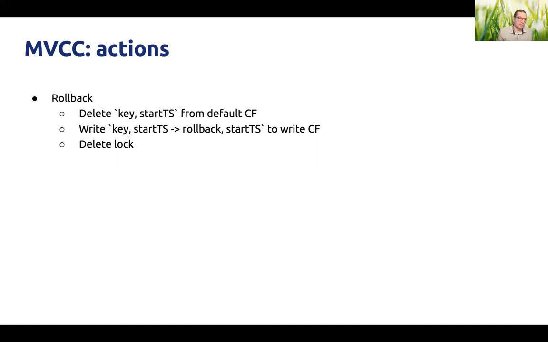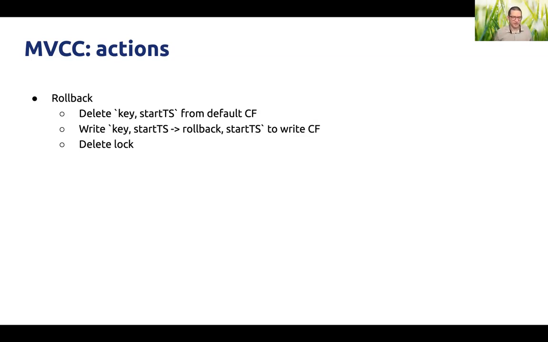If the transaction failed, if one of the pre-write messages failed, then the client will send a rollback message instead of a commit message. And in this case, we can delete the value that got written into the default column family. We're not going to need it anymore. And then we have to write kind of like a rollback tombstone into the write column family.